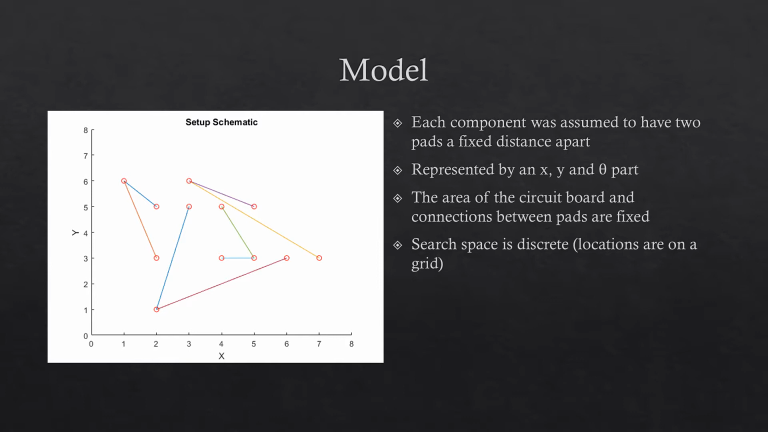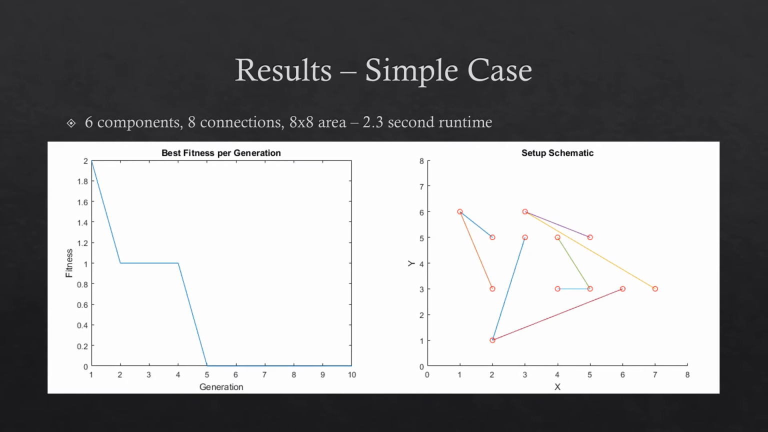Additionally, on the left, you can see a sample schematic for how the results might look, where the red circles are pads and the lines between them are the traces. As you can see, this one has 0 intersections, which is a pretty good result. For a simple case, the program showed pretty good results.